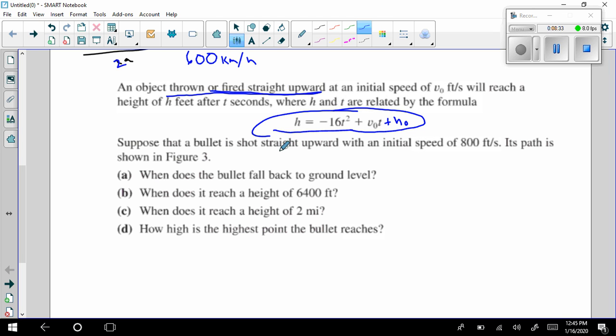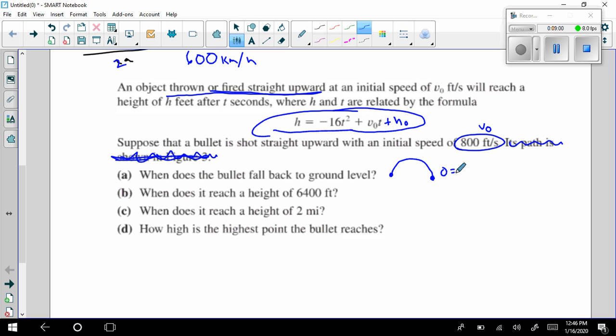So suppose a bullet is shot straight upward with an initial speed of 800 feet per second. So this is your initial velocity. Its path is shown in a figure in the book. If you want to look at that, I should have told you guys in class, your online book is now available. When does the bullet fall back to the ground? So when does it reach a height again of 0?